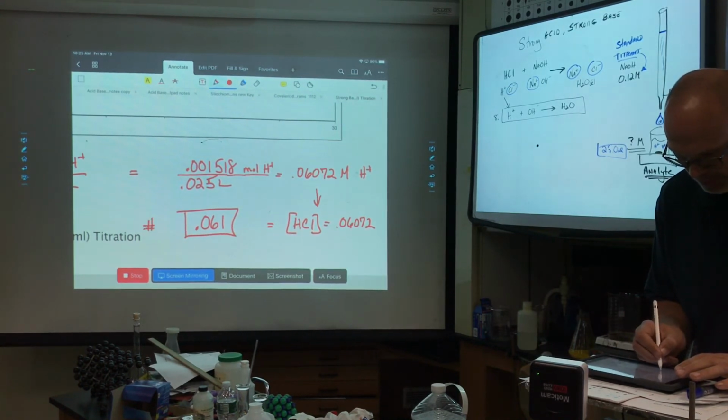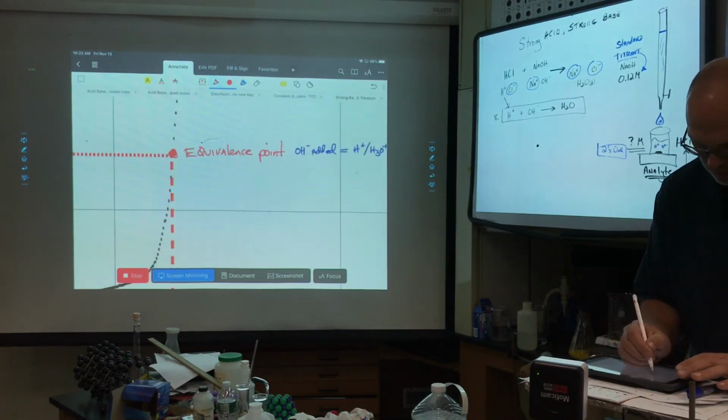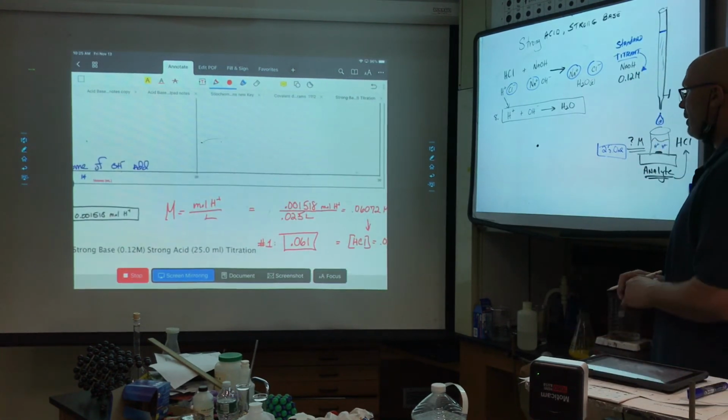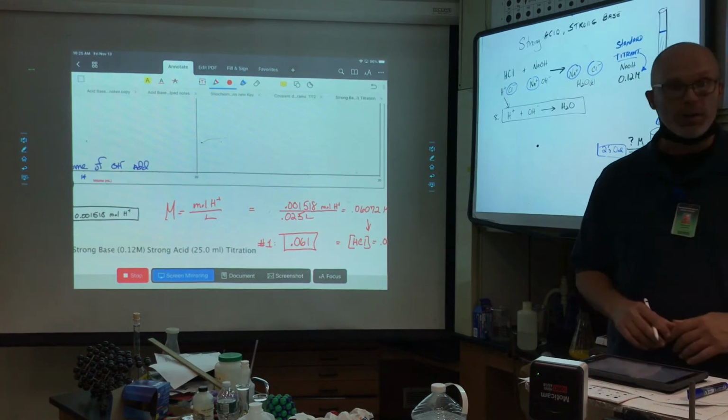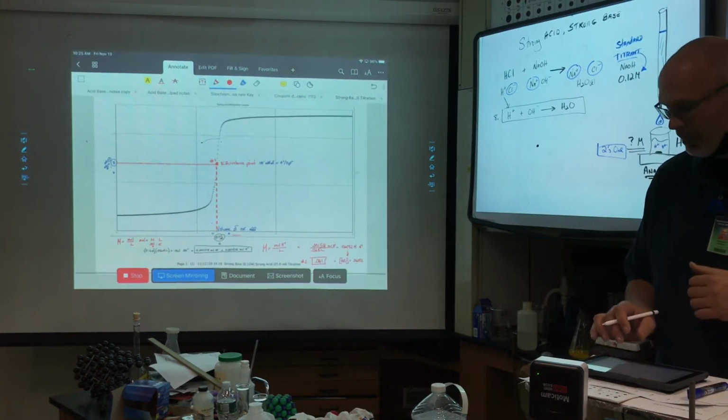Number 1 is the concentration. I think 2 is the equivalence point. And that's what we just did there. And yes, I made it 0.06. All right, so what else do I have to put up here?